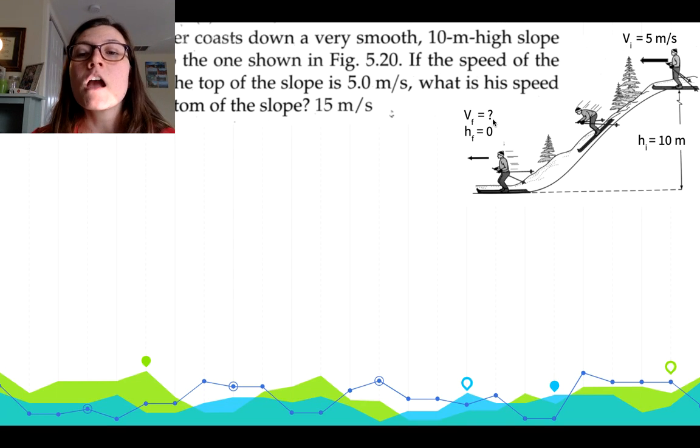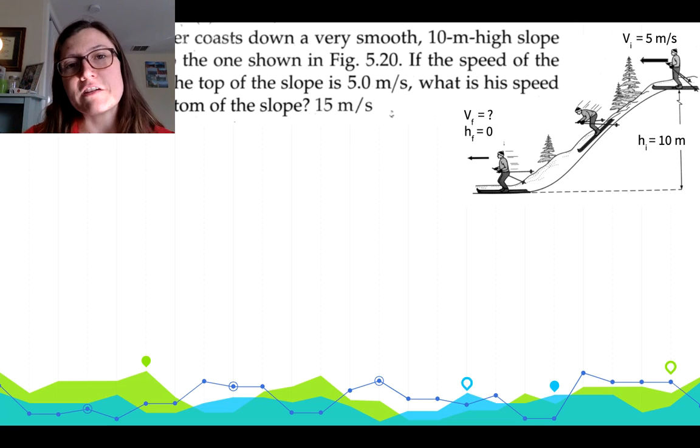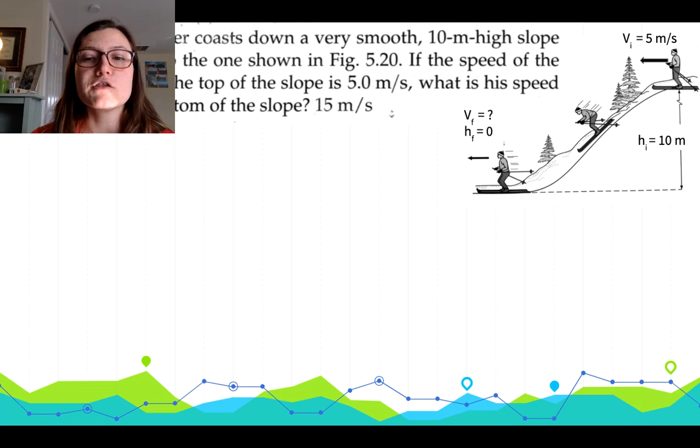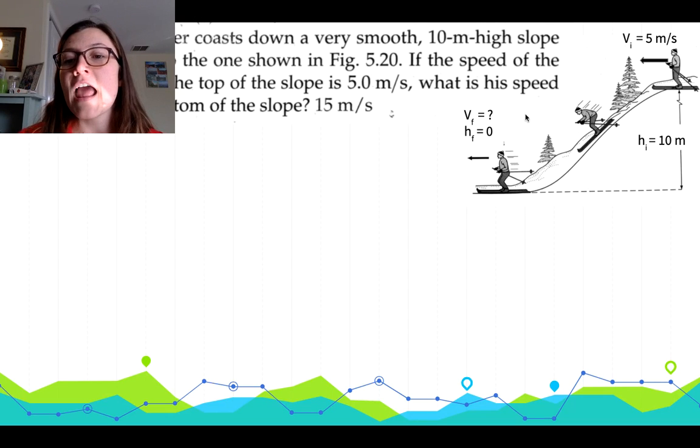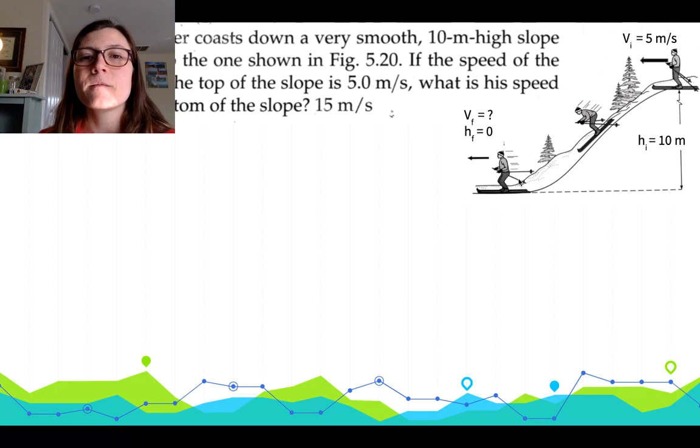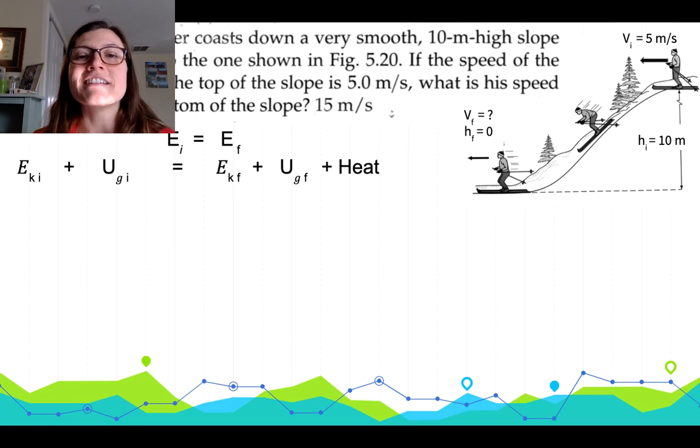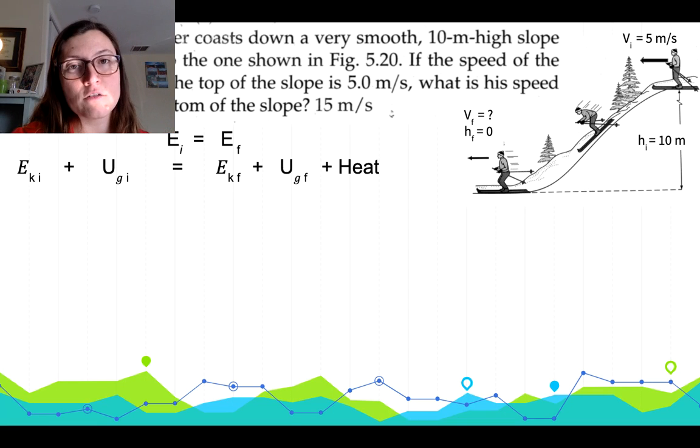So we use the conservation of energy to determine that. At the top, he has both kinetic and potential. At the bottom, he has only kinetic. So that means the sum of the initial energy must equal the sum of the final. So his initial kinetic energy plus his initial gravitational potential energy must equal his final kinetic energy plus final gravitational potential plus heat. Again, very smooth tells us that heat is 0, so we can cross that right out of our equation.